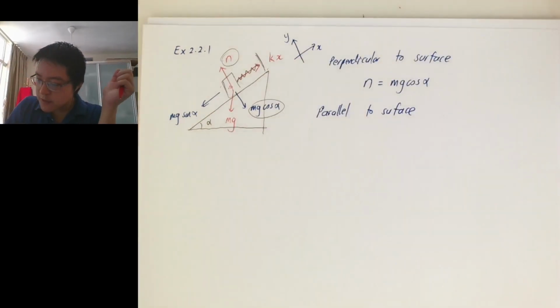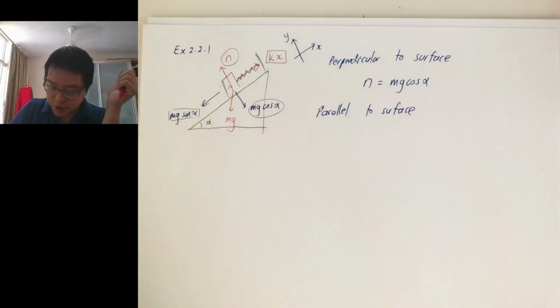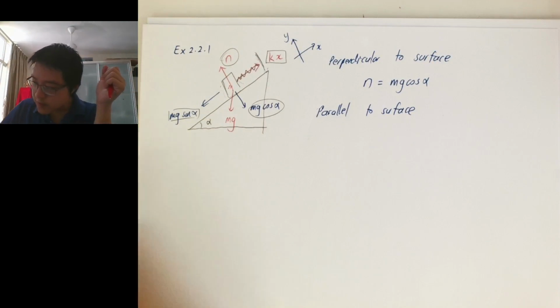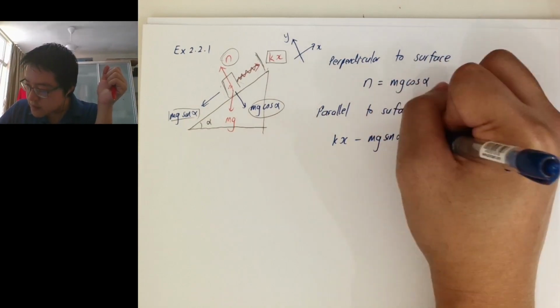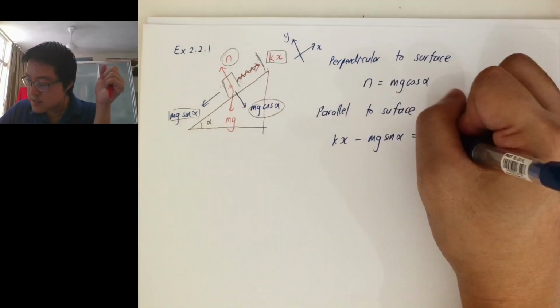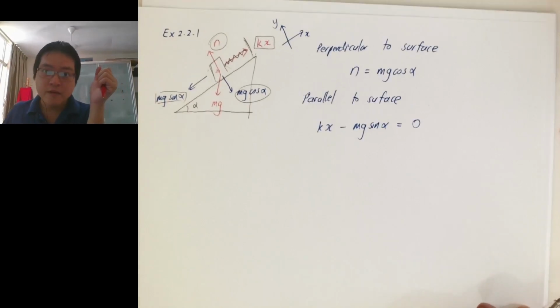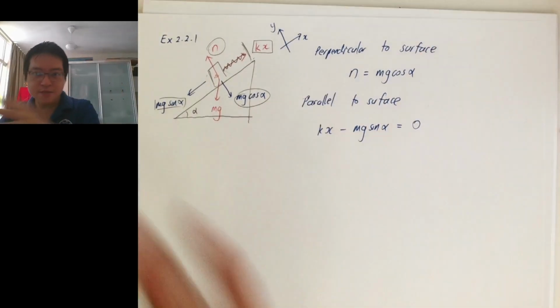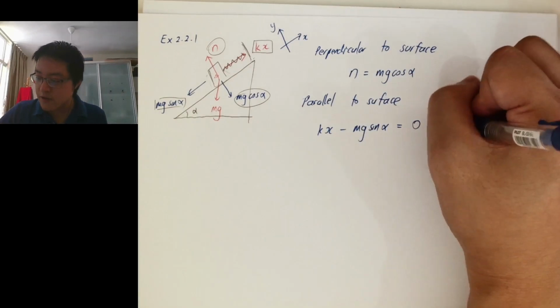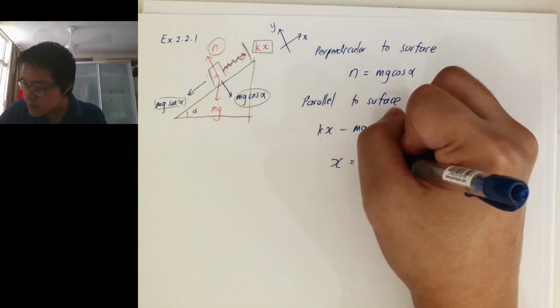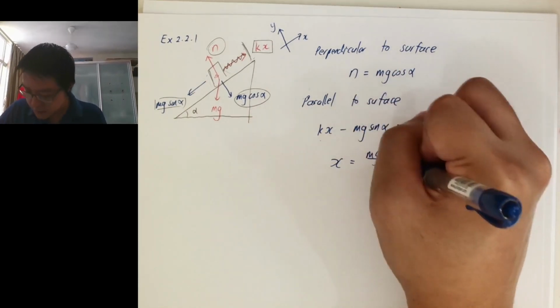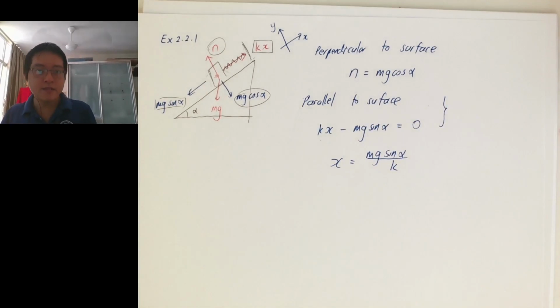The forces parallel to the surface are this one, trying to pull it up, and this one, trying to drag it down. So we get kx minus mg sine alpha equals, well, this system is in equilibrium, so this is 0. I'm showing you both directions just as practice, but the question is really looking for only x, which we can already get from here. So x is just mg sine alpha divided by k. We plug in the numbers, and that's how you get the spring extension.